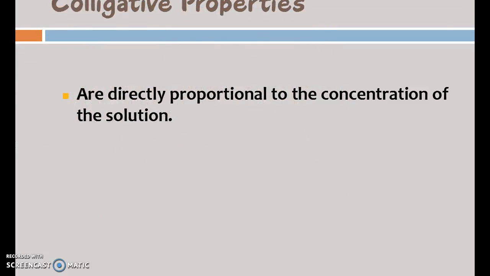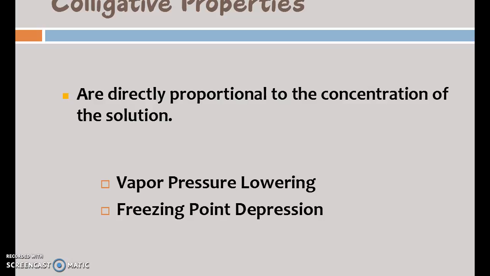Okay, so colligative properties, again, remember, depend on what that solute particle is in the solution. They are directly proportional to the concentration of the solution. And so there's a couple of things that we can do calculations with for colligative properties. One of those is vapor pressure lowering, which we will not cover. The second is freezing point depression, which we will cover. And the third is boiling point elevation.